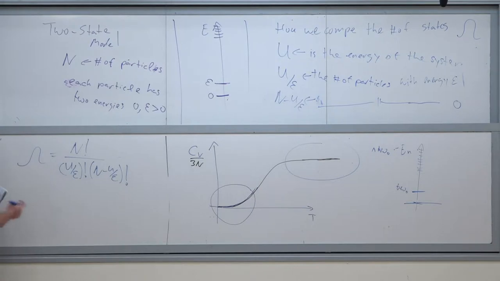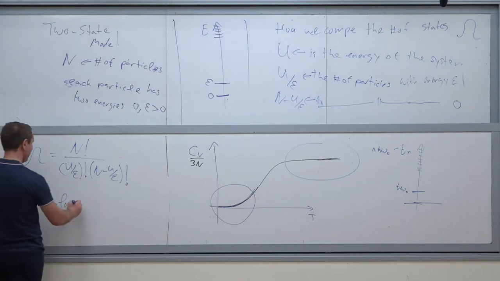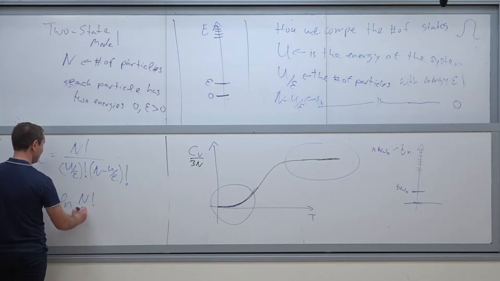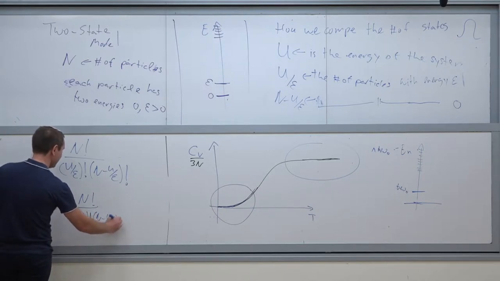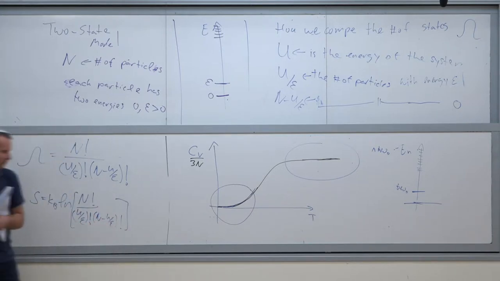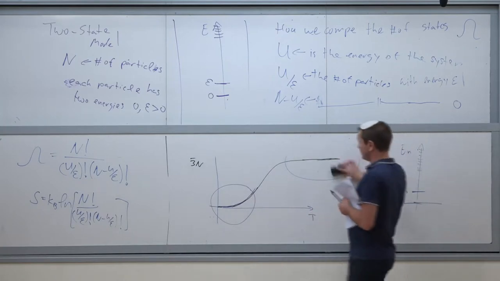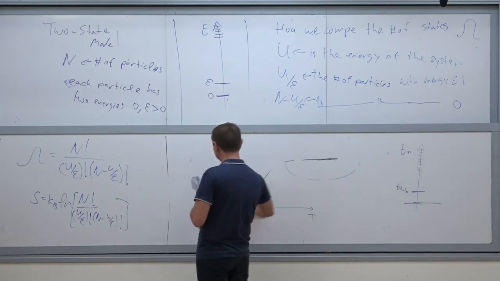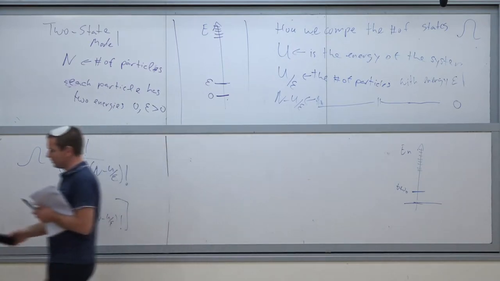Okay, so we continue on, and we have that the entropy is simply k Boltzmann log of n factorial divided by (U divided by epsilon) factorial, and here I have (n minus U divided by epsilon) factorial. Okay. This is my entropy. What is my next step? Stirling approximation. I'm using the fact that n is large. I expand this logarithm over here.